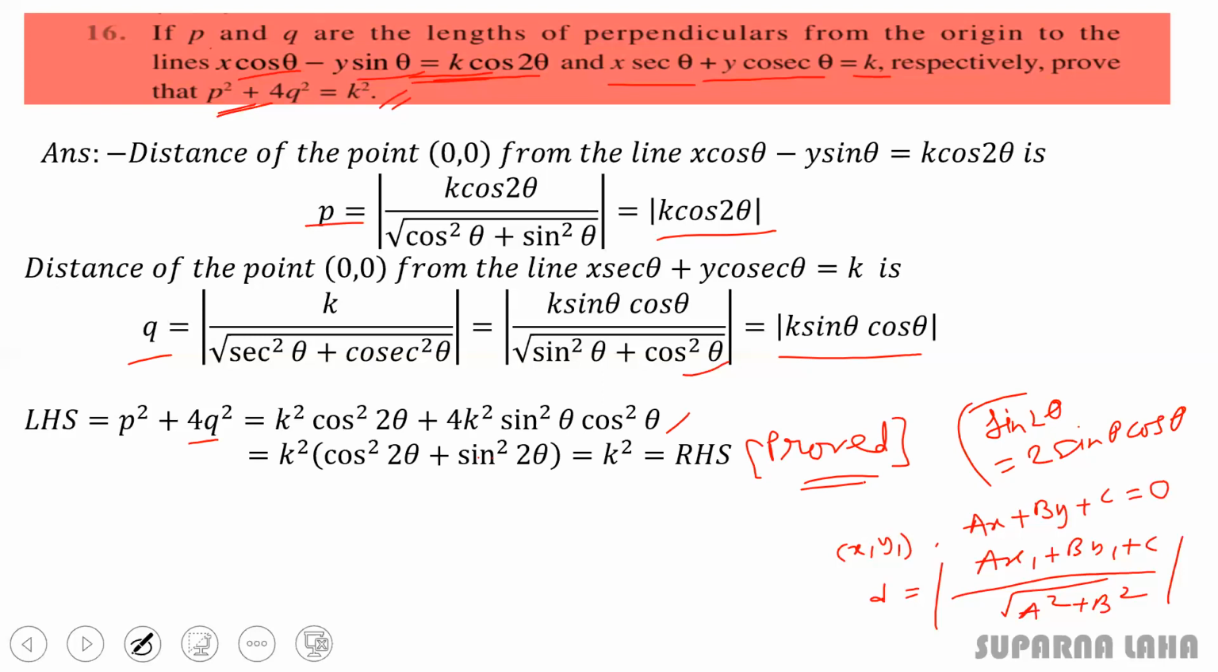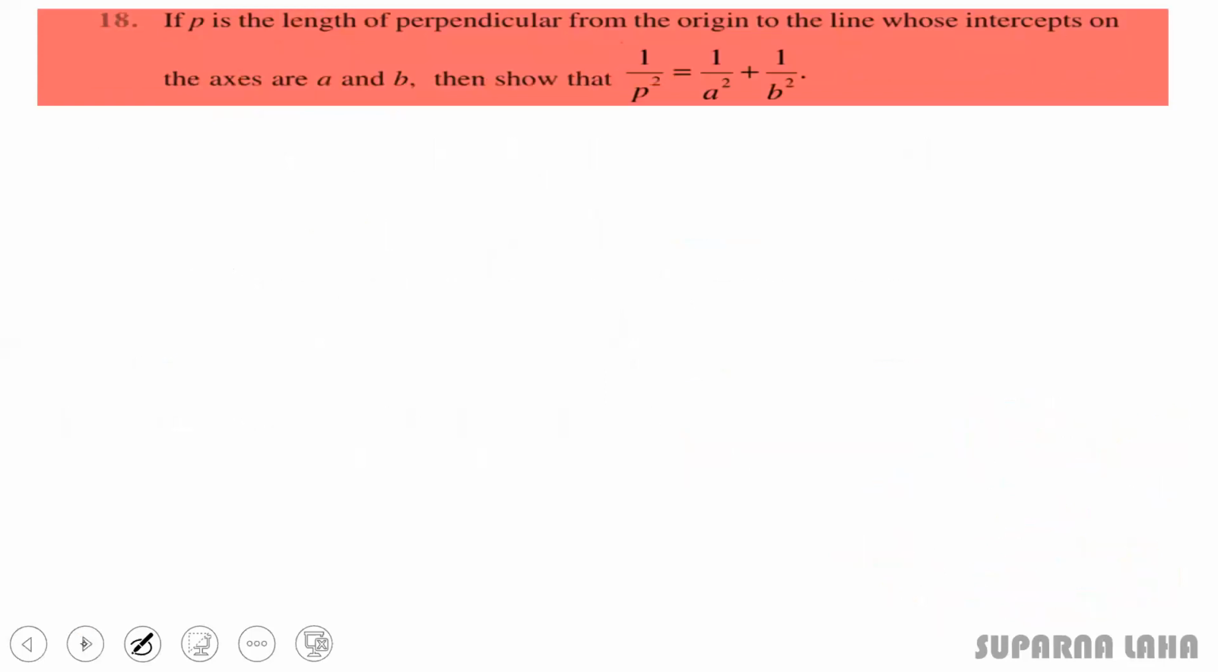Right? So this problem is very easy. It looks like maybe it will be difficult, but it's a very easy problem. So moving to the next question, question number 18.